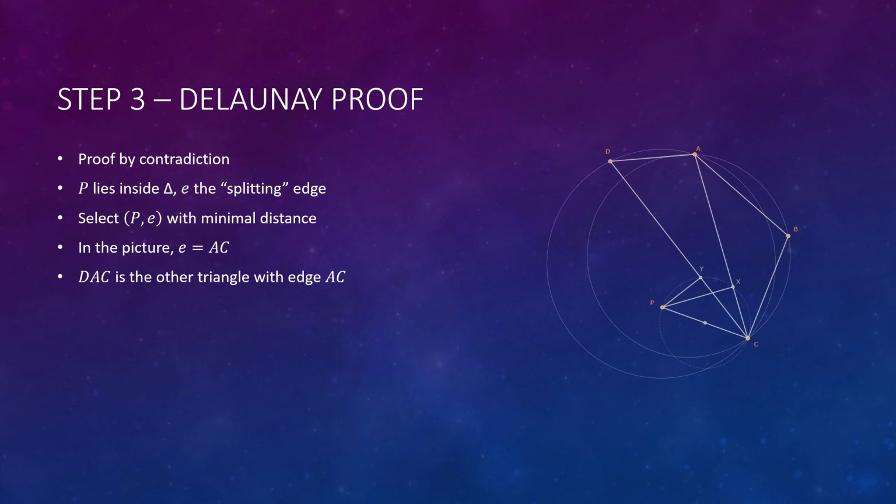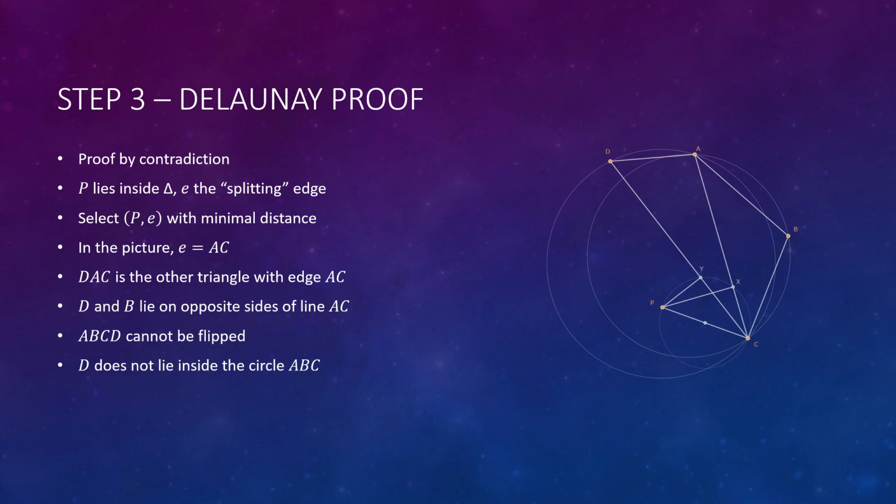Now if we look at edge AC, there must be another triangle which has AC as an edge. Let's call that triangle DAC. First of all, D and B have to lie on opposite sides of line AC, because otherwise the triangles would self-intersect. So that's not good. Also, ABCD cannot be flipped, because otherwise we can do another flip, so the sequence of flips was not in fact terminated. This means that D does not lie inside the circle ABC.